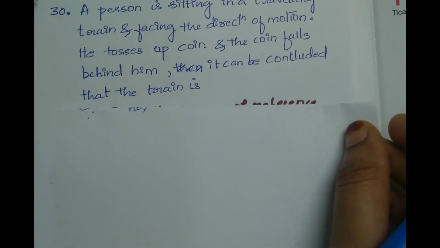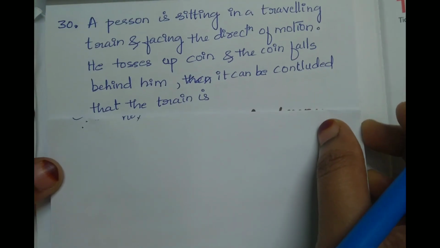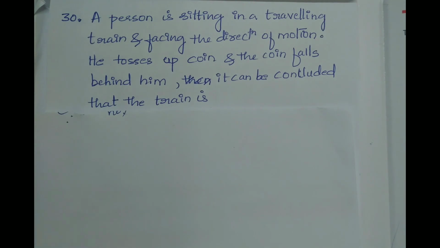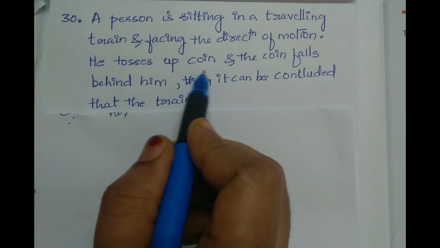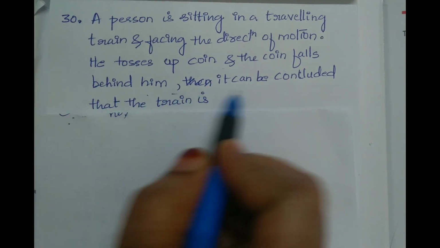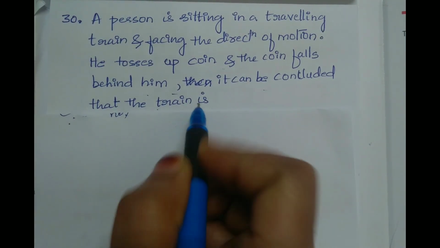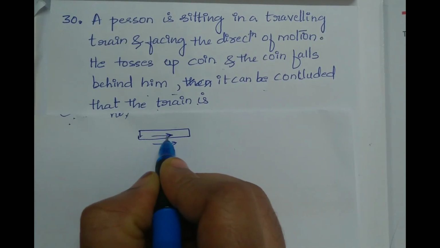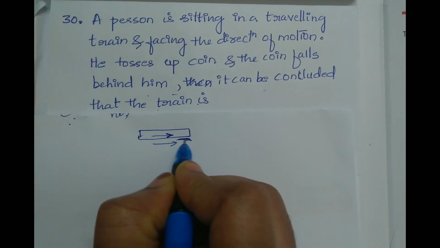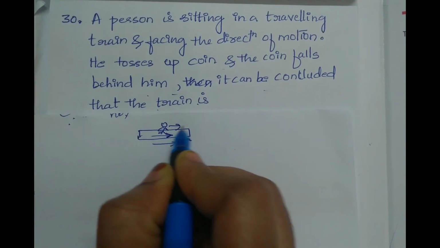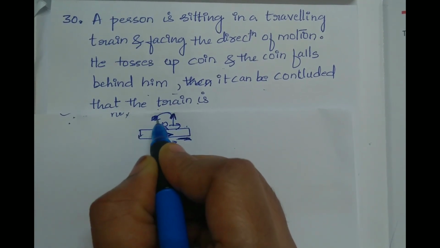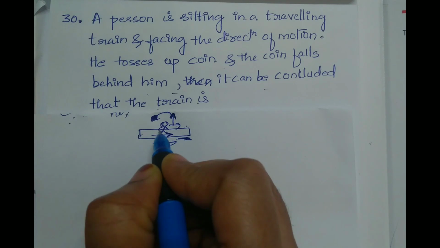See here, we have the 30th one, that is: a person is traveling in a train and facing the direction of motion. He tosses a coin and the coin falls behind him. It can be concluded that the train is... Suppose a person is moving in a train and he is facing the direction of motion. This is the direction of that person. If he tosses a coin, what he feels is that the coin falls backward. Okay, if this is the position, it falls backward.